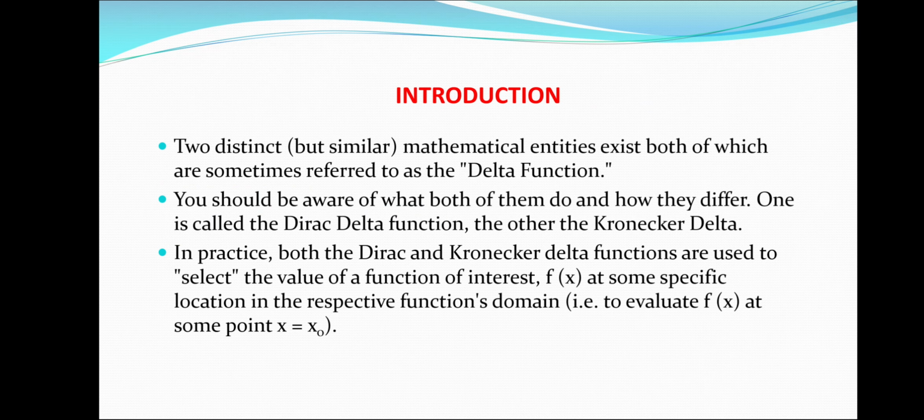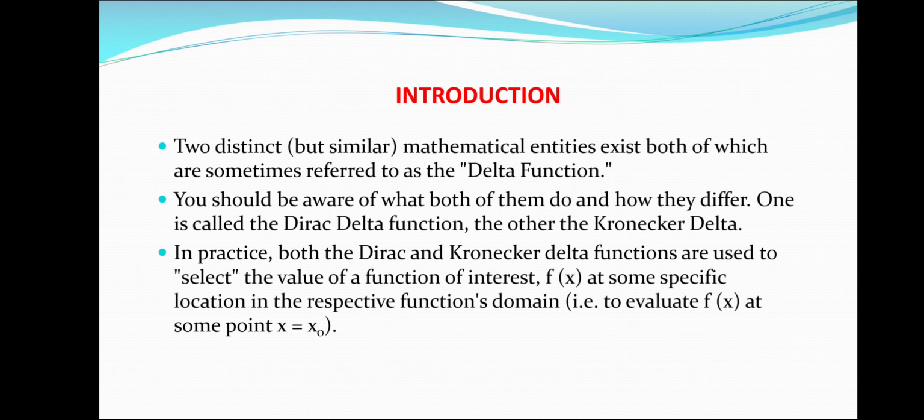In practice, both the Dirac and Kronecker delta functions are used to select the value of the function of interest, f of x, at some specific location in the respective function's domain, that is, to evaluate f of x at some point x equal to x naught. In quantum mechanics we are mainly using two distinct, but somewhat similar, mathematical concepts which are referred to as the delta function.